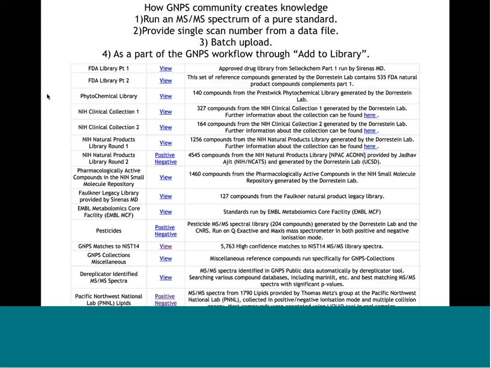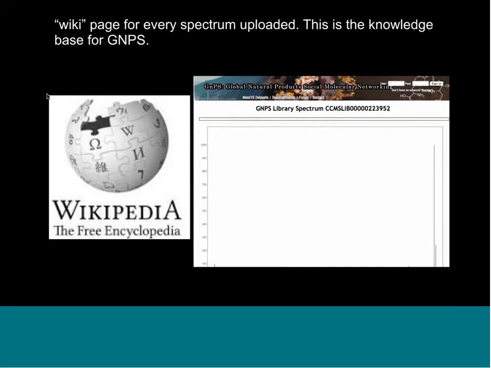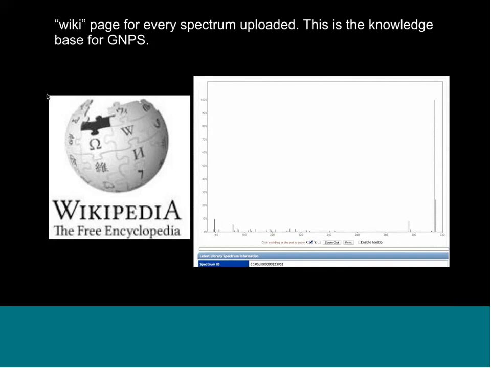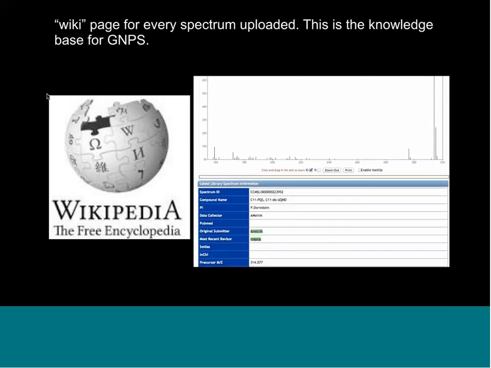You can also do batch uploads, so if you have a lot of reference compounds, and below here are some examples of these libraries that have been uploaded in batch formats, you can do that as well. But also, as a part of the GNPS workflow, we've routinely provided the ability to add to library. Basically, this is an annotation that is provided that then becomes a part of the community. And so annotations such as sodium formate clusters, polymeric compounds, multimers, heterodimers, chimeric spectra are all now part of the GNPS annotation workflow, and they are now shared with the community. When you make an annotation, it becomes a part of almost like a wiki page associated with every spectrum that's within the GNPS platform.